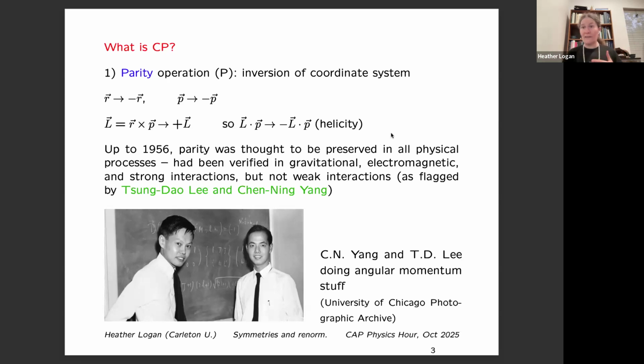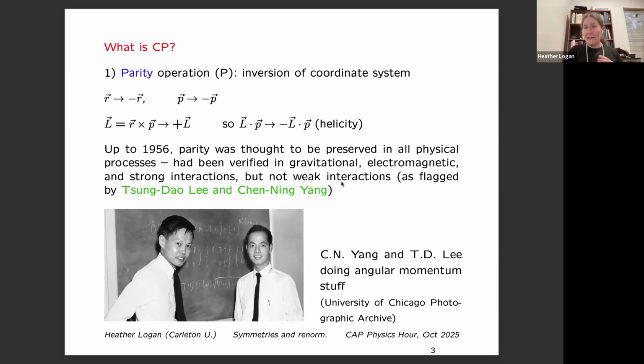So in gravitational processes, in electromagnetic processes, in the strong interactions. So if you've done quantum mechanics and you've seen the hydrogen atom, you can characterize the wave functions of the hydrogen atom, the energy eigenstates, by their transformation property under parity. And some of them are odd parity and some of them are even parity, meaning they go to either plus themselves or minus themselves under a parity inversion. And so it was believed that this was a good symmetry of nature, right?